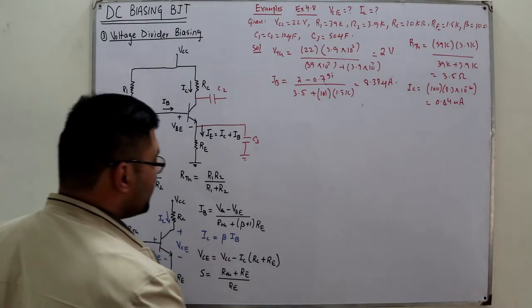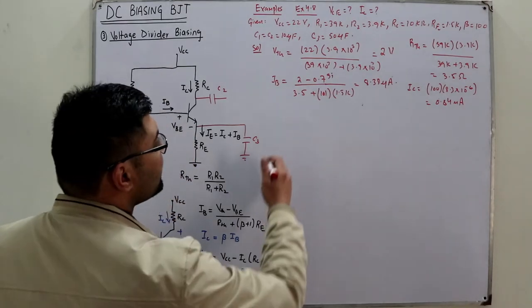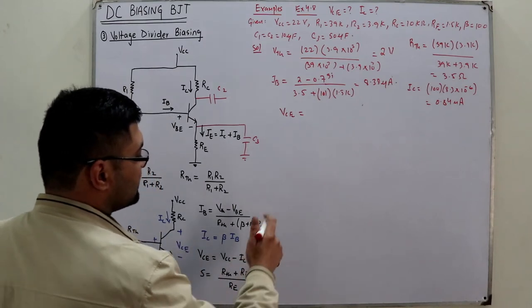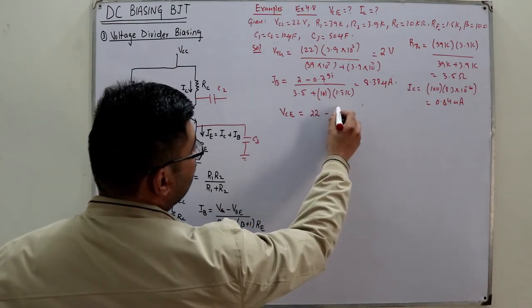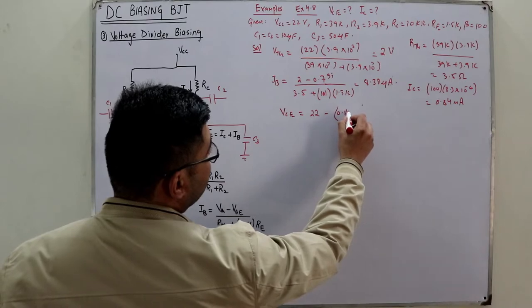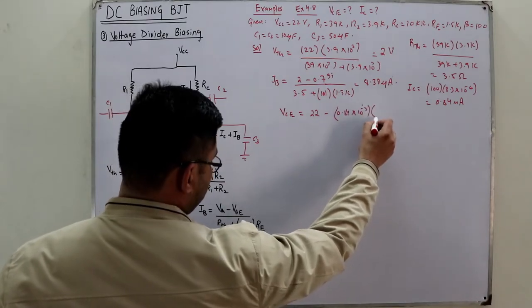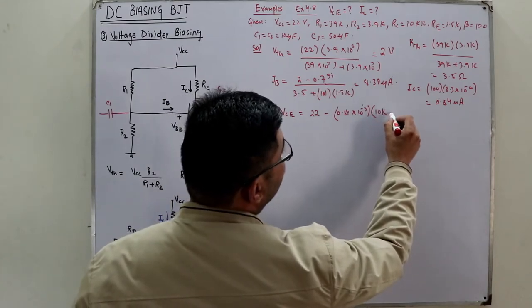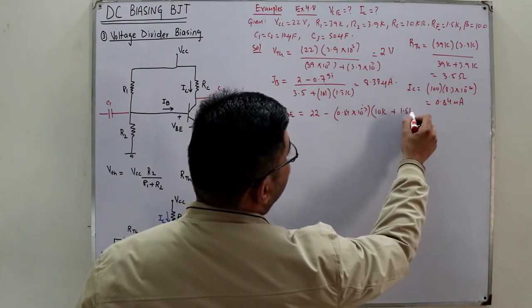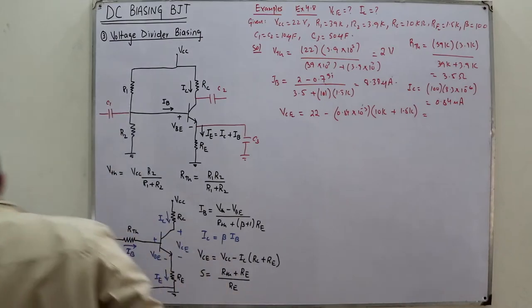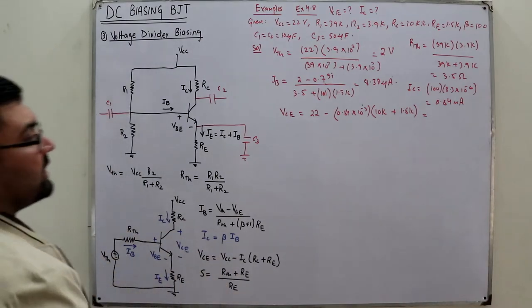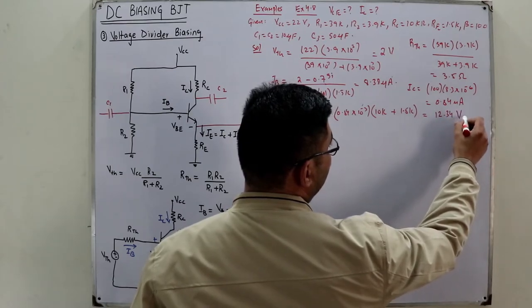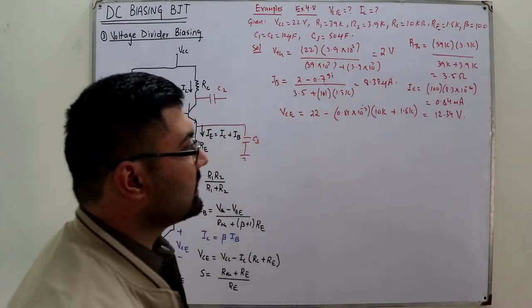So you've got the value of IC. Now you can find out the value of VCE again. VCE is VCC, 22, minus IC, 0.84 milli, into RC plus RE. RC is 10 kilo plus RE is 1.5 kilo. VCE comes out to be 12.34 volts. Is that fine?